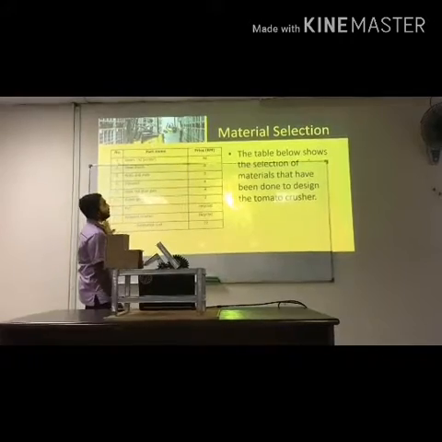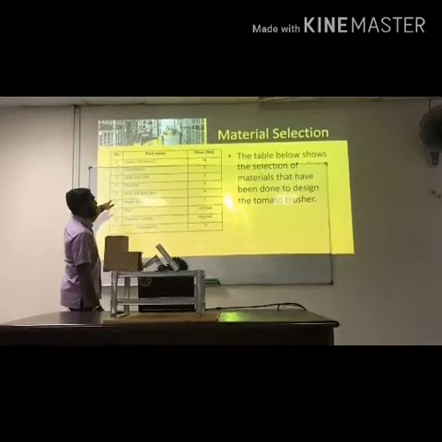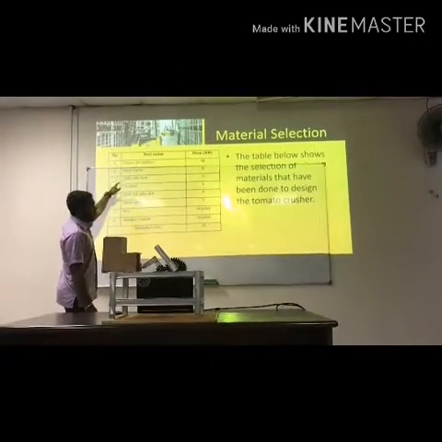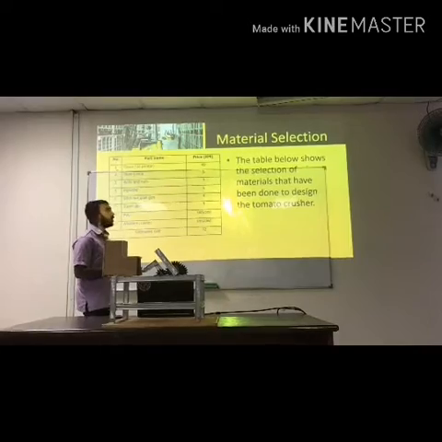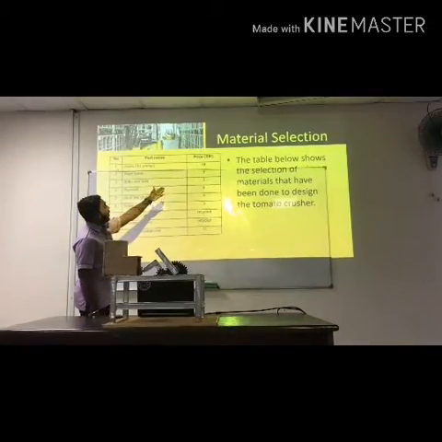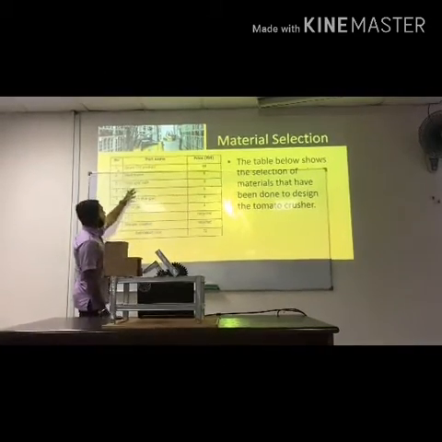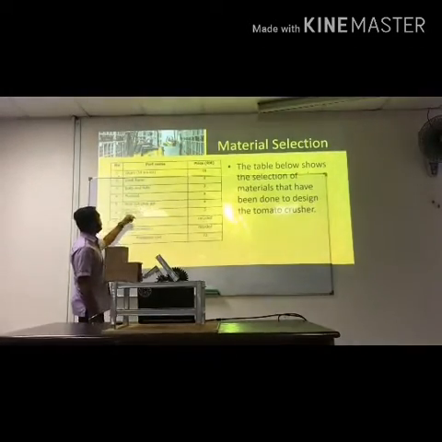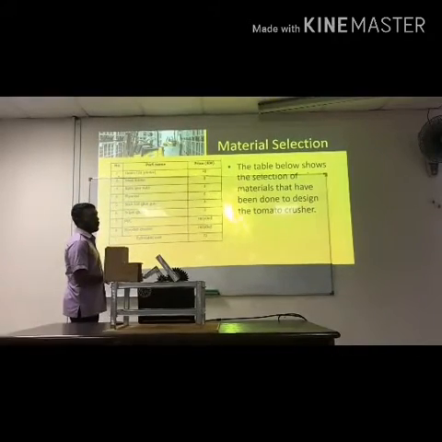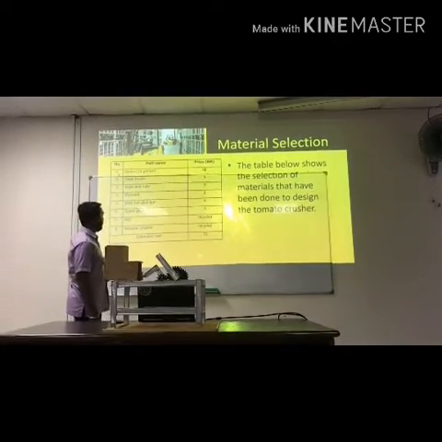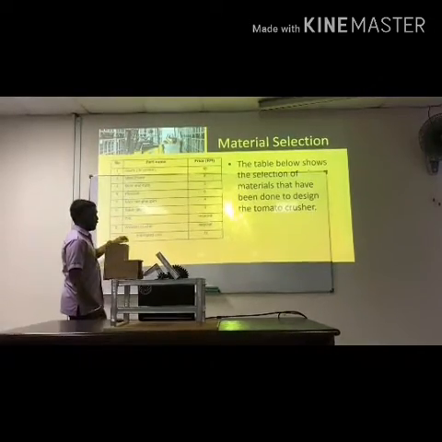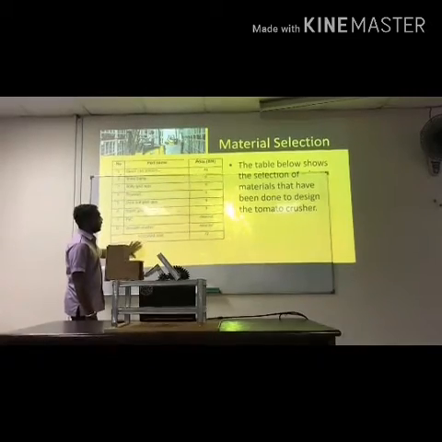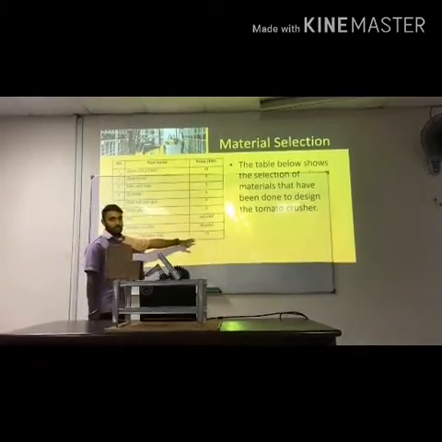And this is the material selection. The table below shows the selection of materials that have been made to design the tomato crusher. First of all, gears: we made the gears by 3D printing, and it costs about RM 48. The steel frame costs about 8 ringgit. Then there are bolts and nuts, plywood, sticks, a hot glue gun for extra support, super glue, PVC pipe for the gear support, and a wooden crusher. The total estimated cost for this project is around 72 ringgit.